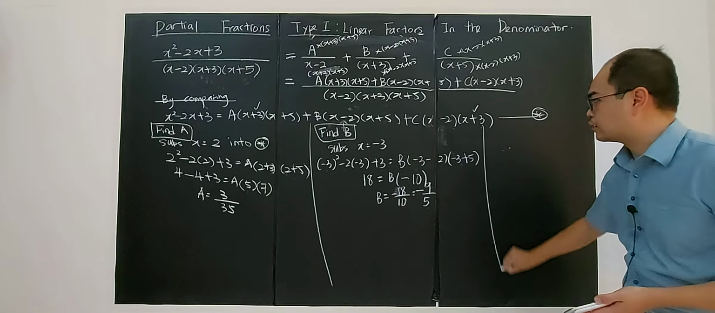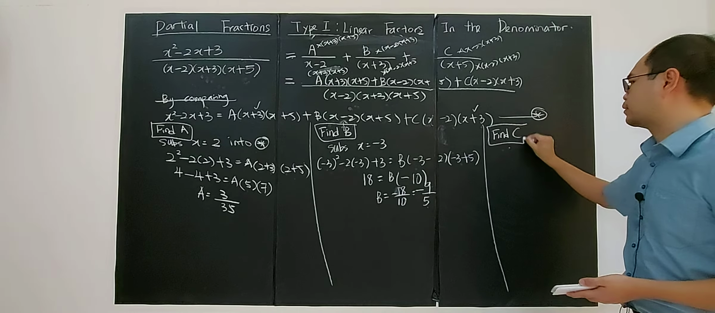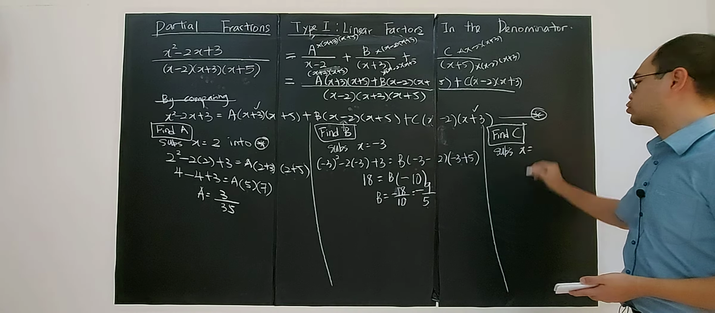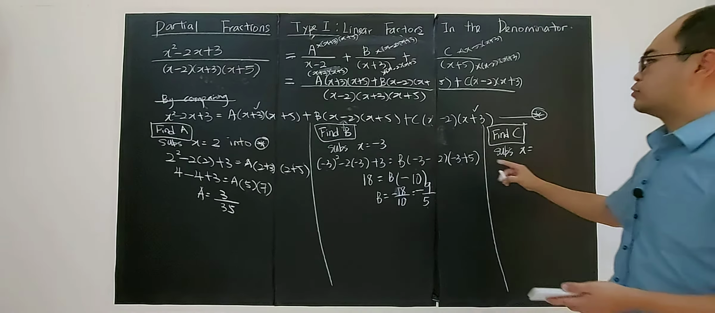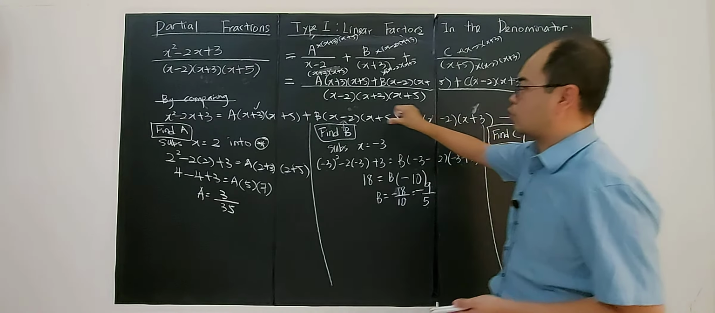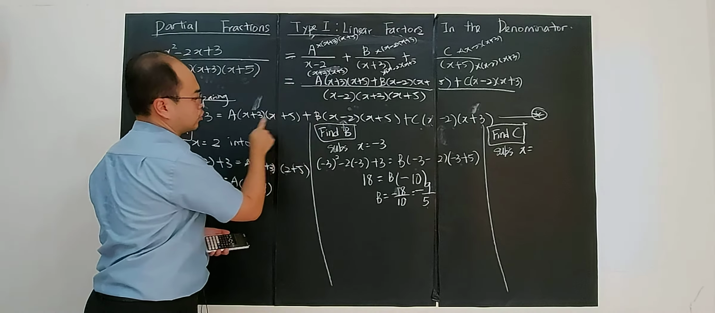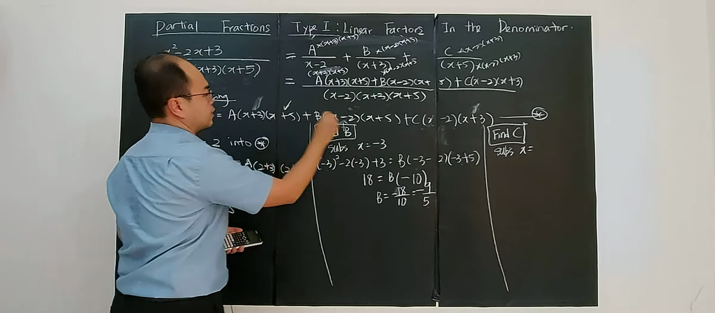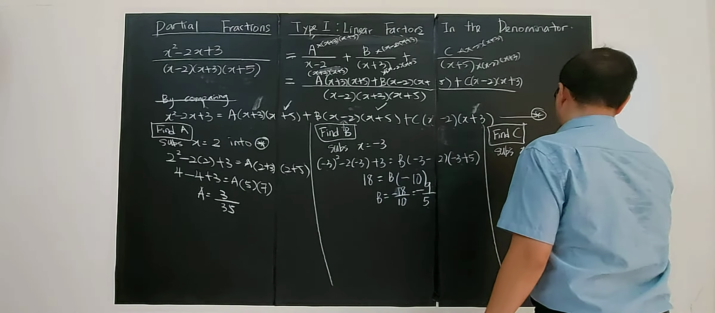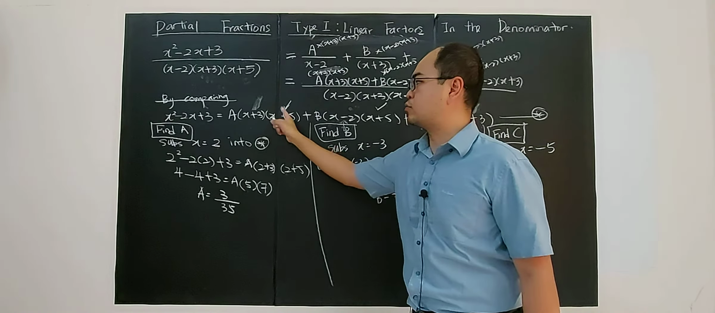Now go for the last one. You want to find C. The same step you apply here. To find C, you have to substitute x equals to the value that can make these two become 0. So you look for the common factor between the first two terms here. You will have x plus 5 and x plus 5, right? So the best is to substitute x equals negative 5, right? I hope you understand by now, because negative 5 and negative 5 will make these two become 0.